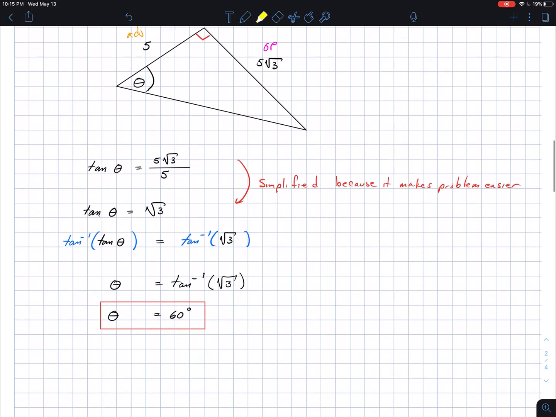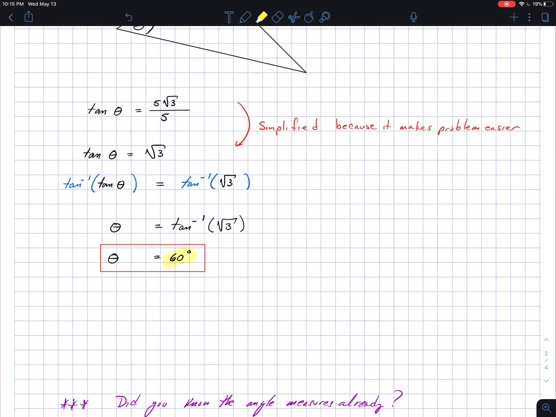I then simplified because the two 5s will cancel out or become a factor of 1, right? 5 over 5 is a factor of 1. So it becomes tangent of theta equals the square root of 3. Now, if you remember from one of our previous videos, you should know what that is, and that's 60 degrees.